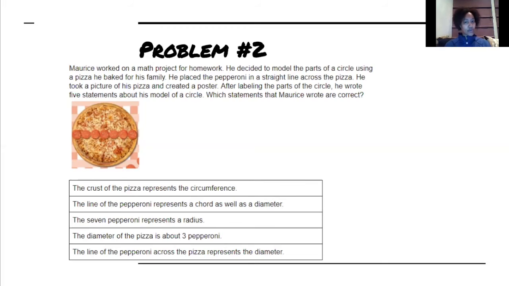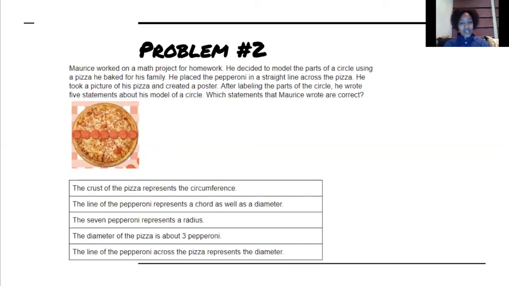All right, let's look at the third choice. The 7 pepperoni represents a radius. So the 7 pepperoni, that's counting all of them. And we just said in our second statement that the diameter covers half of that circle, 2 points of the circle, and it goes through the center. So that can't be the radius, so we wouldn't select the third choice. The fourth choice says the diameter of the pizza is about 3 pepperonis. Well, we just talked about it. In the second choice, we said the diameter touches 2 points on the circle and it goes through the center.